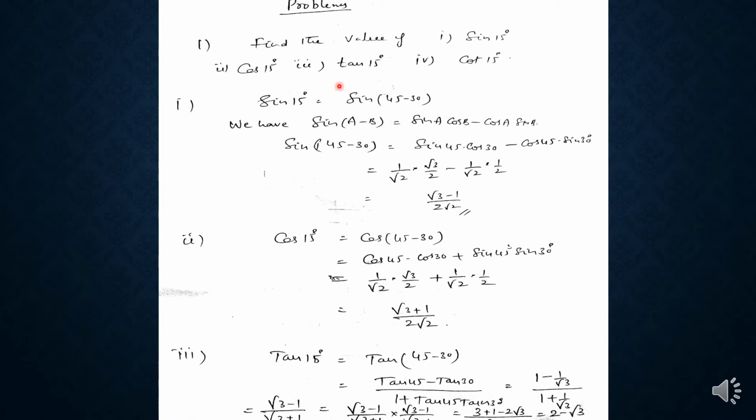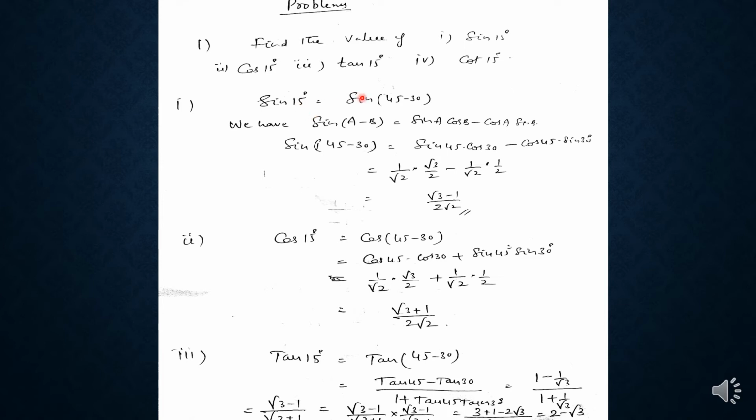So we don't know about this 15 degrees and 75 degrees etc. So how do you find the sin 15 degrees value? Sin 15, cos 15, tan 15, secant 15, cosecant 15. By using the compound angles we can find these values. So here 15 degrees can be written as 45 minus 30, because we know the 45 degrees value and 30 degrees value, sin or cos. So by using the known values, we can find the sin 15 degrees value.